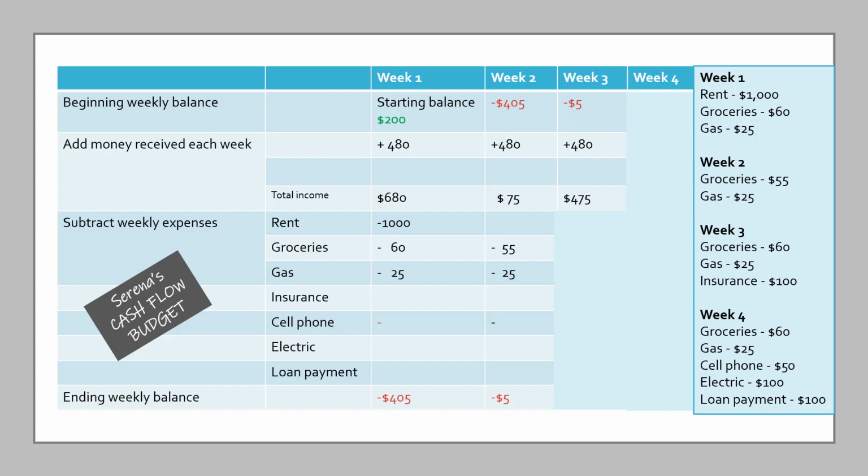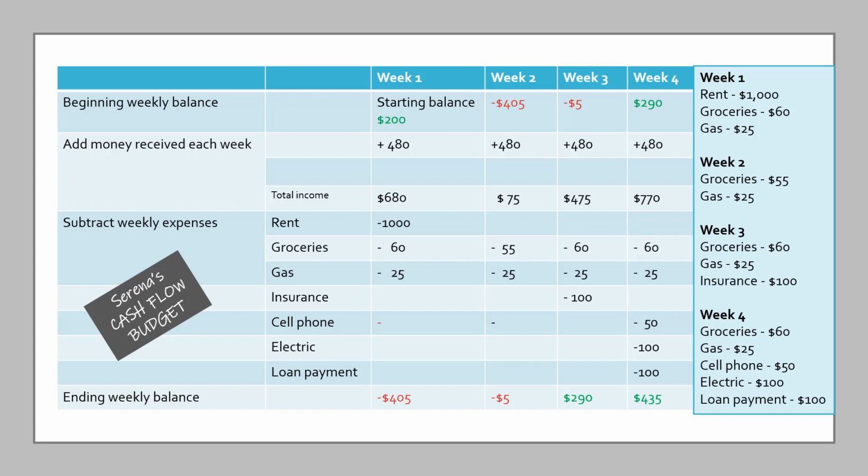Once we subtract her week 3 expenses, she has $290. That moves her to the beginning of week 4 and gives us a balance of $770. After groceries, gas, cell phone, electricity, and a loan payment, she has $435 left over. Now that will go to the top of week 5 if there are 5 weeks in the month, or that will move to the top of week 1 if there are only 4 weeks.